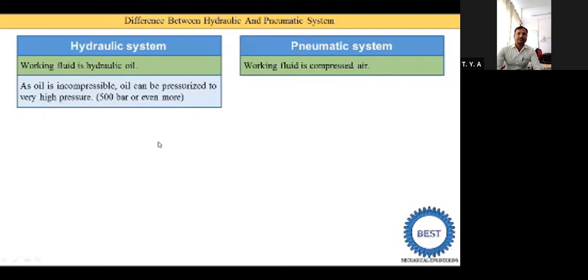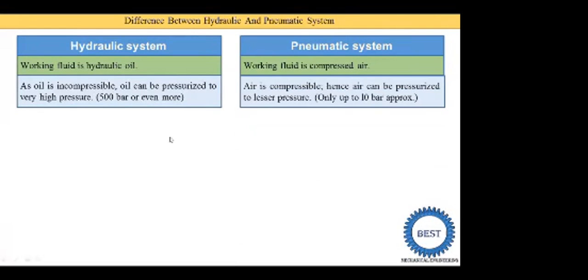So when we use very high pressure, it has some advantages and some disadvantages that we discuss in this video. In a pneumatic system, we know that air is used, and air is compressible, meaning when we increase the pressure of the air, its volume is reduced. So it has some limitations: we are not able to increase its pressure to a very high pressure, because its volume continuously decreases, and if we increase the pressure more, it becomes zero volume and is converted into solid. The air can be pressurized to lesser pressures only, up to approximately 10 bar.